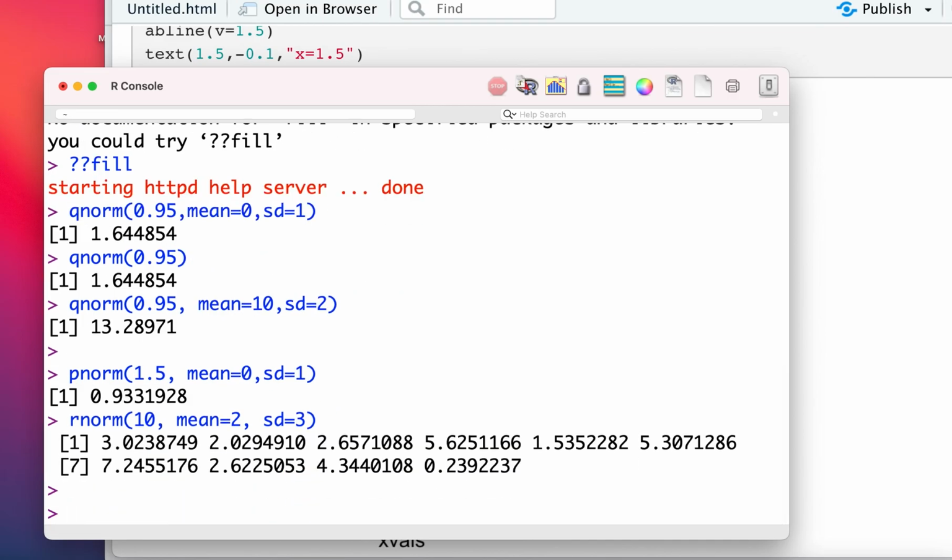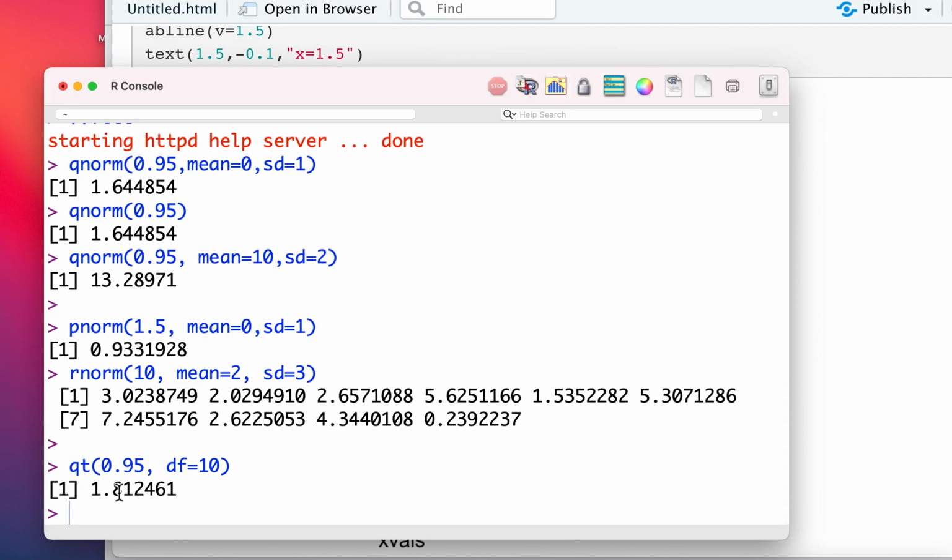Okay. I can do the same thing with a t-distribution. Let's say we want to find the cutoff that has 5% above it for a t-distribution with 10 degrees of freedom. I would just do Q, because I'm getting a critical value, T, that's my distribution. If I want 5% above, I want 95% below. And here I just have to say the degrees of freedom. So for a t-distribution with 10 degrees of freedom, the chance of being 1.81 or lower is 95%, so the chance of being 1.81 or higher is 5%.